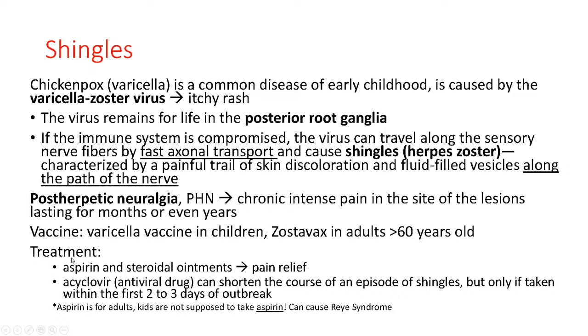Treatment for shingles is aspirin and steroidal ointments that will reduce swelling and cause pain relief. You can also administer acyclovir, which is an antiviral drug, but it's only effective if taken within the first 2 to 3 days of an outbreak. Acyclovir can be used to treat a number of viral infections, not all viral infections, but a number of them.